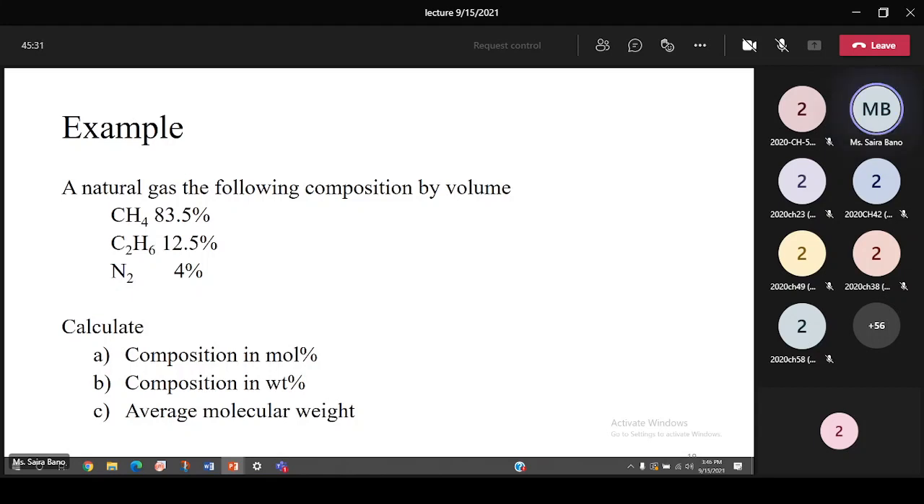Anybody done with part A? Have you calculated composition in mole percentage? मैम मोल परसेंटेज तो सेम ही होगी ना वॉल्यूम वाली? जी जी बिल्कुल, you are right. In case of gases, volume percentage is equal to mole percentage. So same percentage will be for the composition in mole percentage as well. So actually you have to calculate for part B, composition in weight percent.